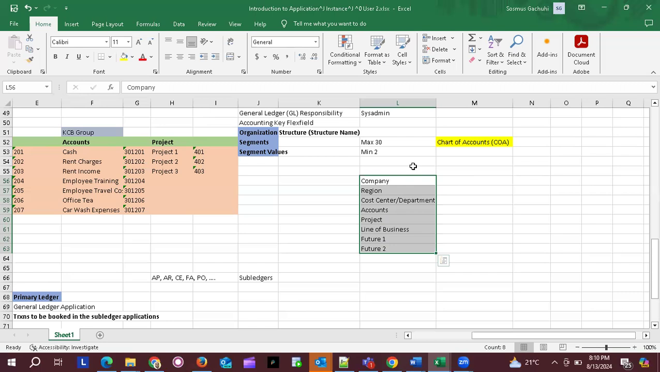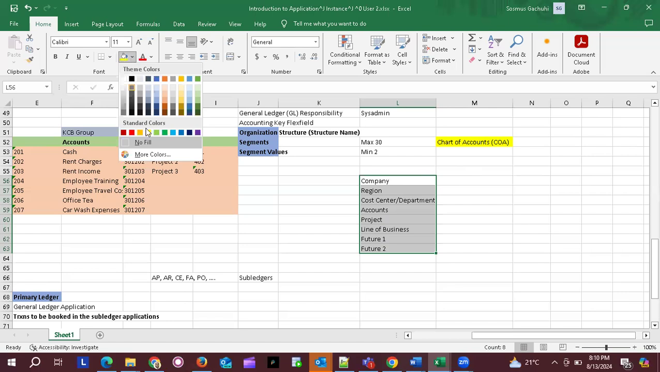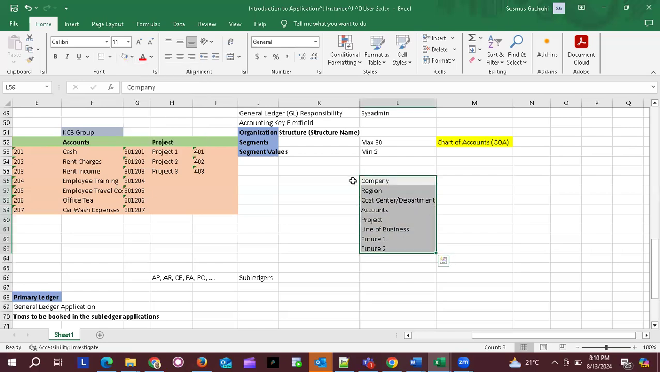For the best practice, you are not supposed to create more than 9 segments. Or you can create, but it's not advisable to create more than 9 segments. This is because it may affect the system performance. So when you are taking requirements from a client, it is very much advisable to understand the nature of operation and the need of reporting.